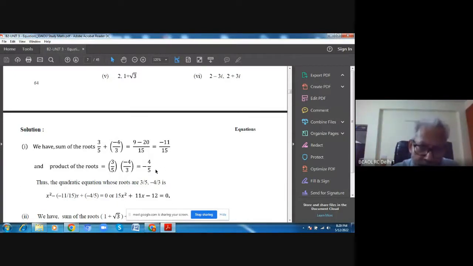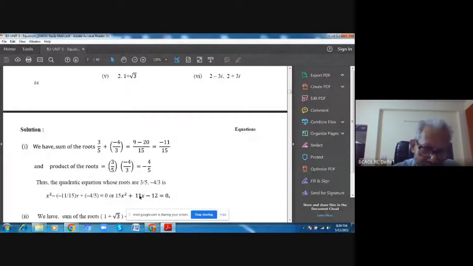So we get it. Then in the formula, x square minus (b by a) x, this is the portion for the sum, and this is c by a, the product portion. So ax square plus bx plus c. This is the formation of the equation. So finally 15x square plus 11x minus 12 is equal to 0. This is your quadratic equation.